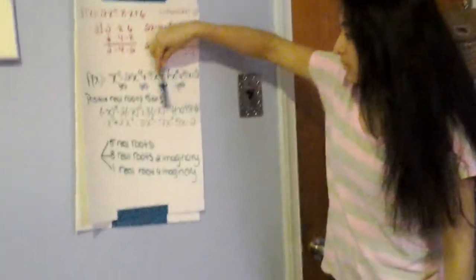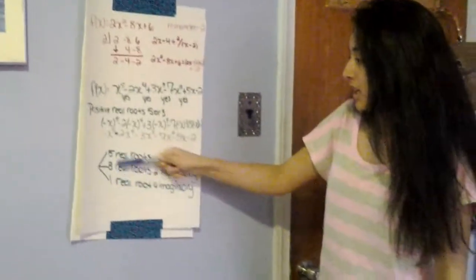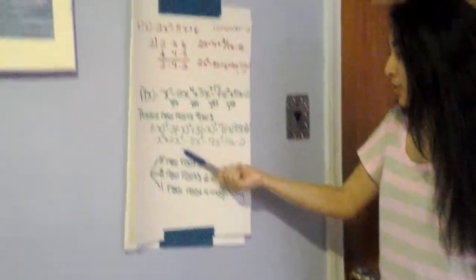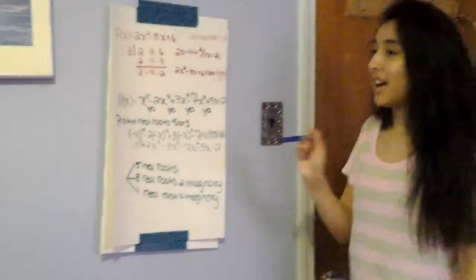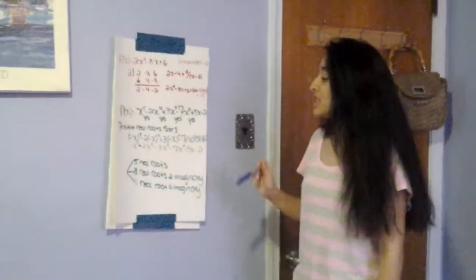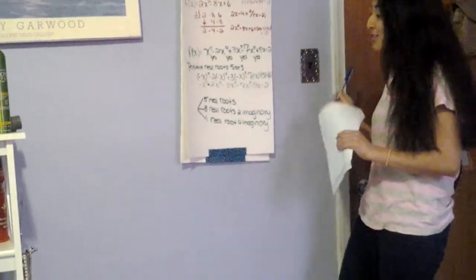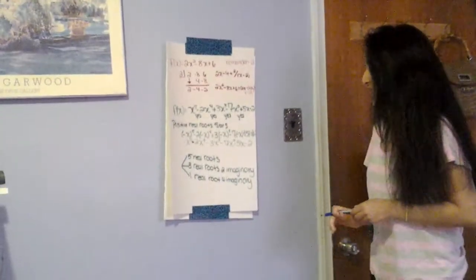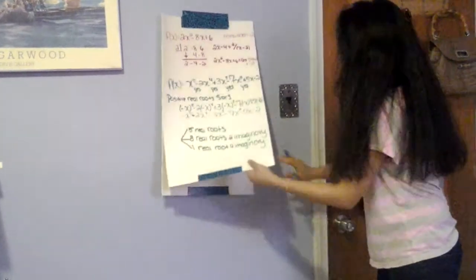Here it is, how it looks when you plug it in. When you divide it, it's negative x to the 5th power minus 2x to the 4th power minus 3x to the 3rd power minus 7x to the 2nd power minus 5x minus 2. There's 5 real roots, 3 real roots and 2 imaginary, and 1 real root and 4 imaginary. I really messed up on this thing.